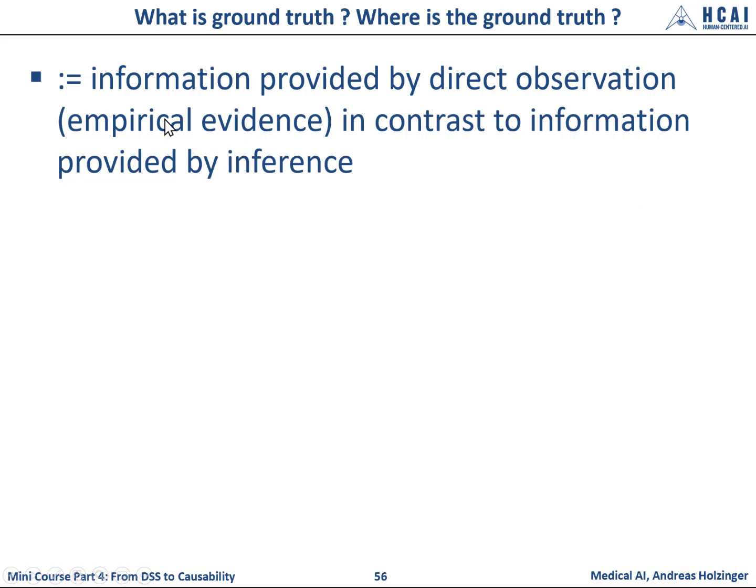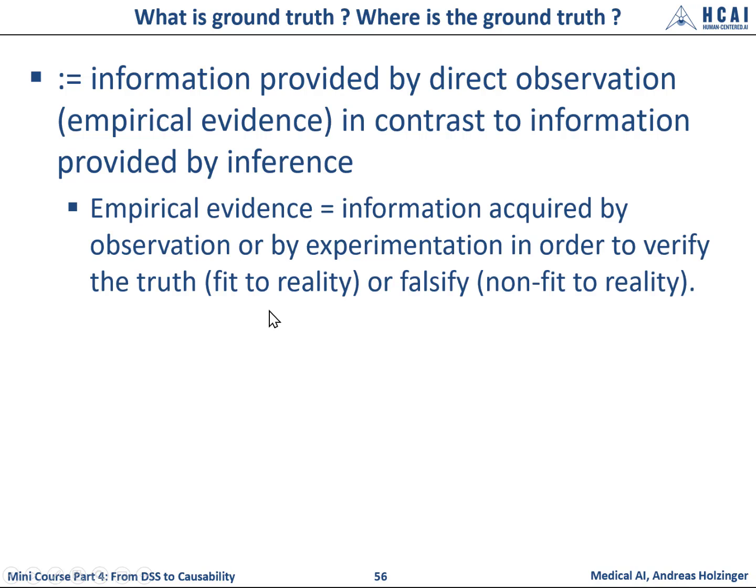Let us rehearse this, because it's so important. Ground truth is information provided by direct observation. This is the empirical evidence, in contrast to information provided by inference.